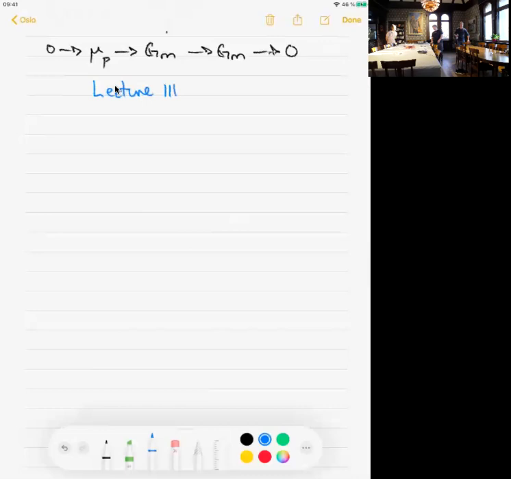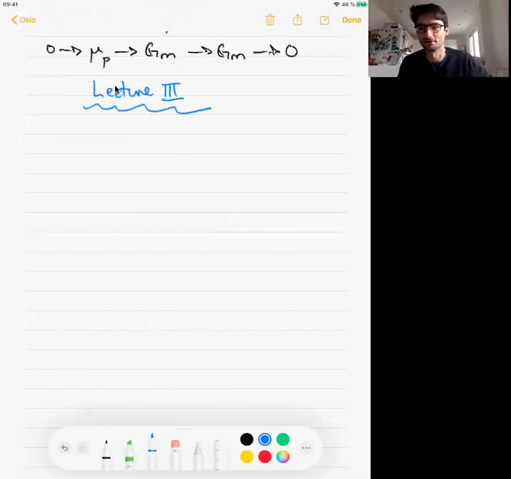There we go. Okay, hi everyone. Hi again. Thanks for coming back. So this is part three of p-adic étale motivic homology.